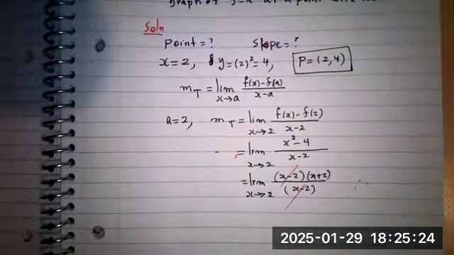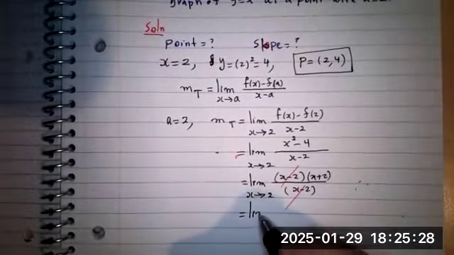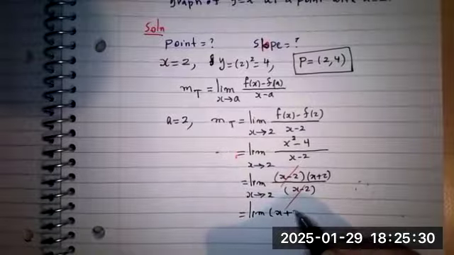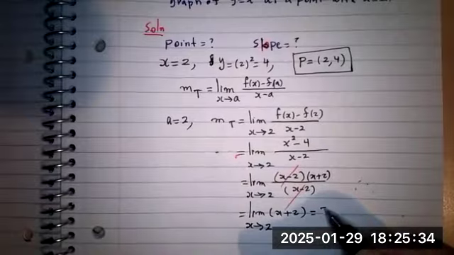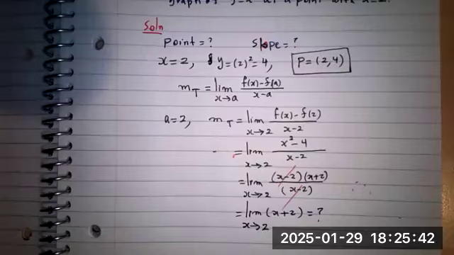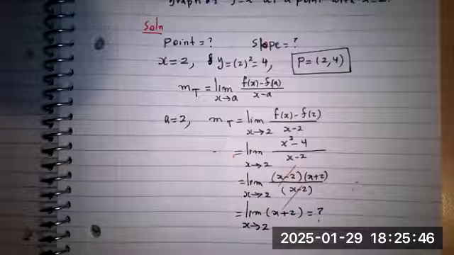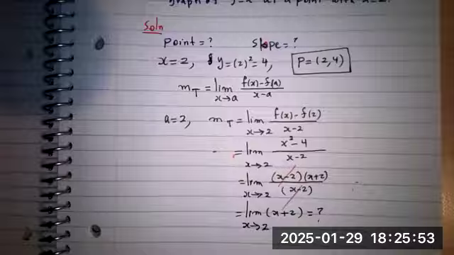So if we simplify it, then the result would be, what is the limit of x plus 2 when x goes to 2? You see, we have to find this one. We have to estimate it. Okay, we can guess what is going to be x plus 2 when you estimate it. When x is getting closer and closer to the 2, what would be the result for x plus 2? Any suggestion?